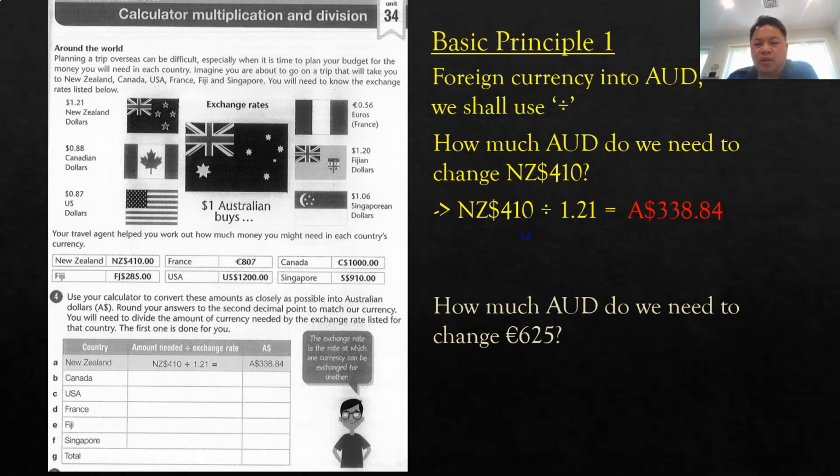Next one, give it a try on your own. How many Aussie dollars do we need to change into 625 euro? The euro has an exchange rate of 0.56. Pause the video, give it a try on your own. That's right, so 625 divided by 0.56. Wow, you actually need $1,116.07 of Aussie to change into 625 euro. So it's quite expensive to go to Europe, isn't it?